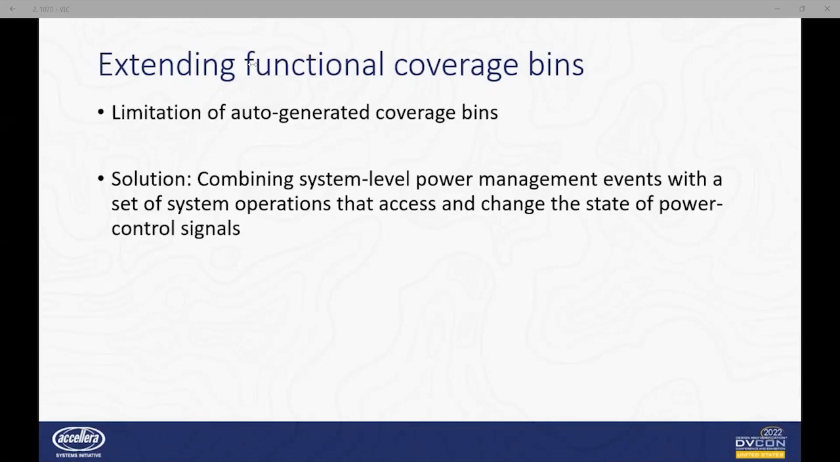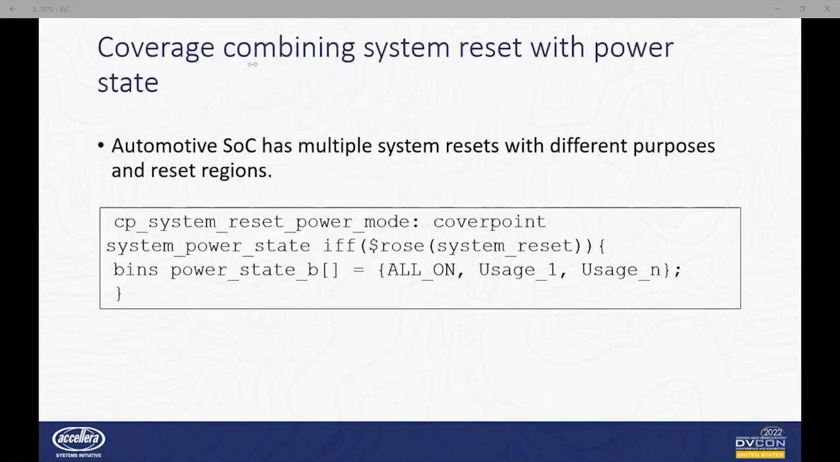We are going to explain what kinds of system events or operations should be checked with power and how they are modeled as coverage metrics, along with example coverage code. This is a sample code snippet that combines system reset and power state. Here, the possible power modes for system reset are defined as all on, usage 1, and usage n. This coverage model will confirm those three power modes are covered with the system reset events.